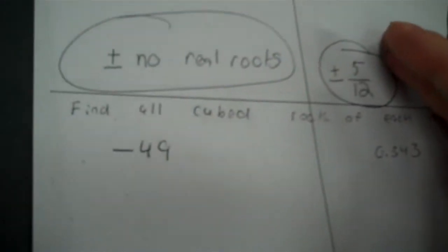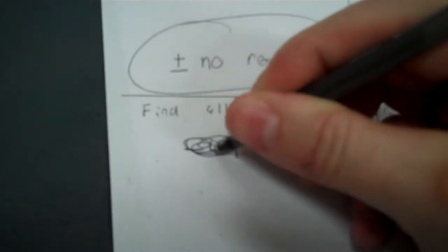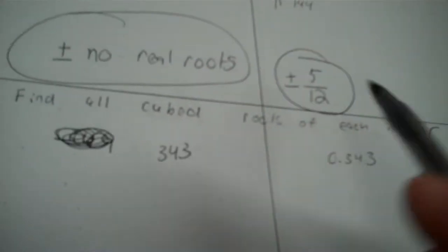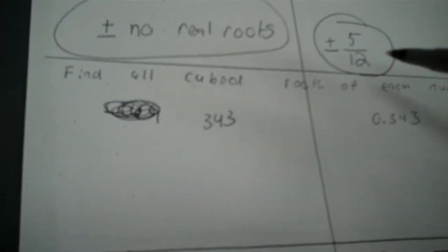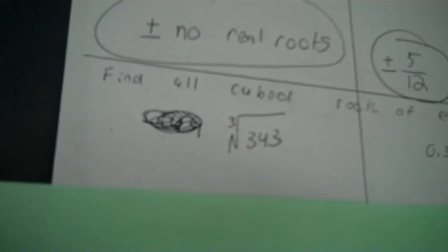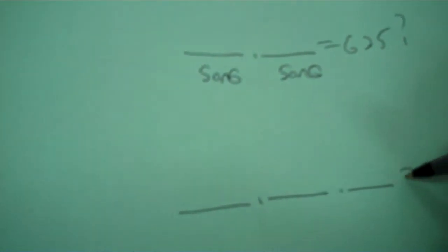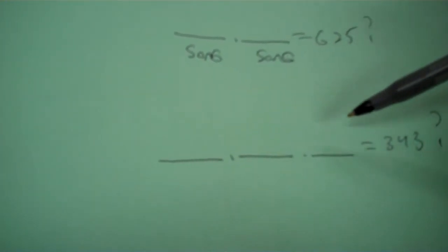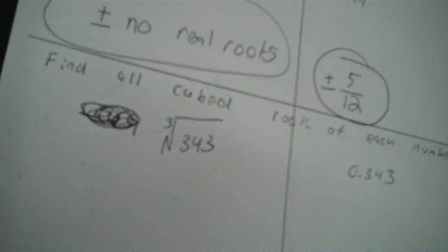Okay, now in our next problem, find all cubed roots of each number, okay? Now, I don't want this -49 here. What I want you to put instead is 343. Now, instead of a square root, it's a cubed root. So I make a root, but I put a 3 in the index this time because that means cubed. Now what a cubed root's asking is what times what times what equals 343, and they all have to be the same number. Like it can't be 2, because 2 times 2 times 2 is 8, so the answer can't be 2.